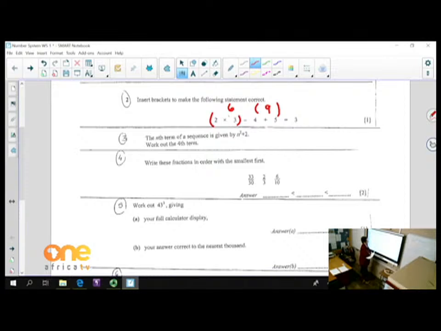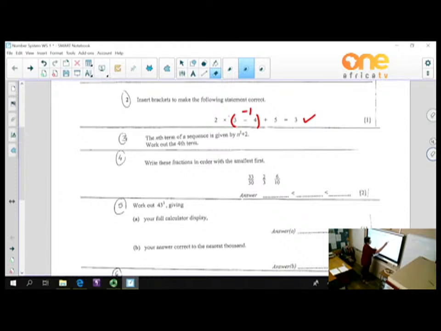correct there. Another method will be, so this is now where I error and trial. So another method would be, for instance, to say 3 minus 4, which is negative 1. And negative 1 times 2 is negative 2, plus 5, and that is then 3. So that would be the correct one. So it's just error and trial.